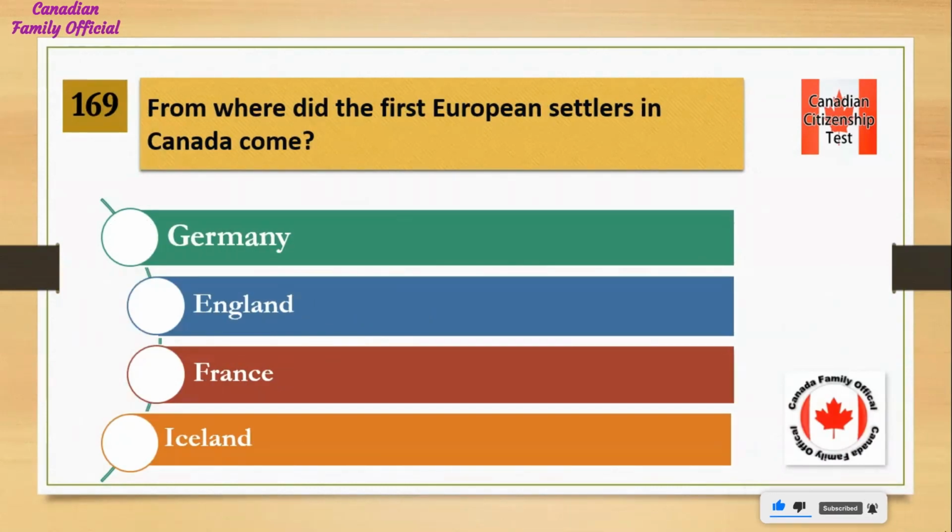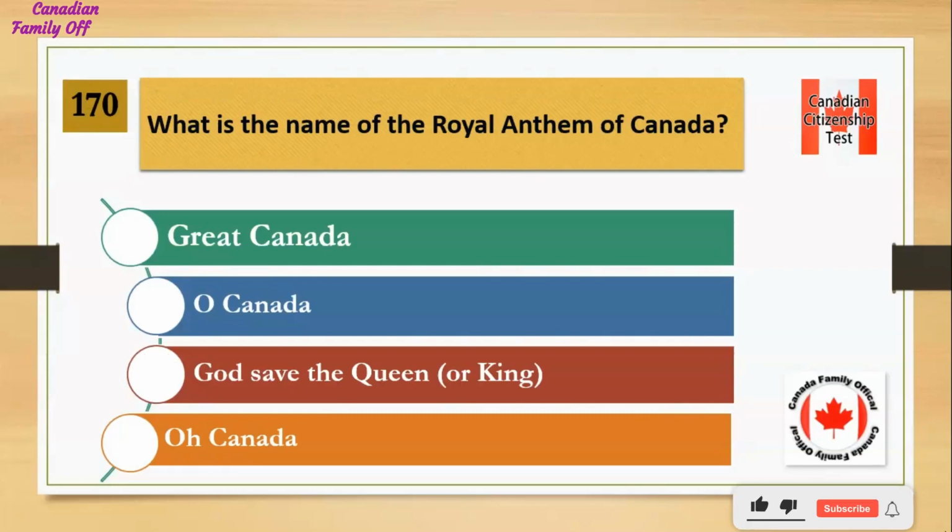From where did the first European settlers in Canada come? Number 1, Germany. Number 2, England. Number 3, France. Number 4, Iceland. And the answer is France.